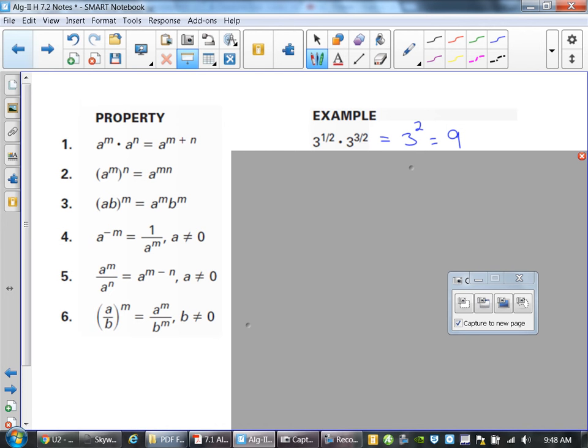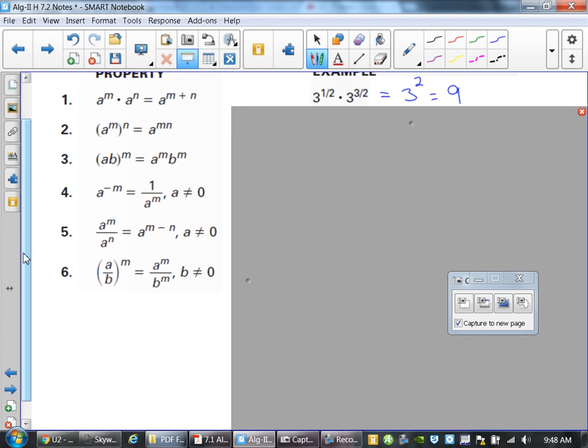Wait, so you don't have to multiply the 3s? Did you multiply the x's when it was x squared times x to the 5th? No. These are treated the exact same way. Same base, different exponents. When you're multiplying, you're just adding your exponents. Okay?